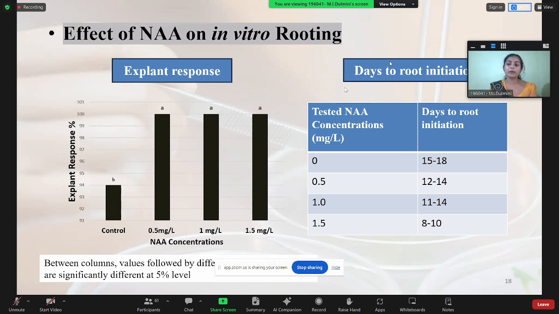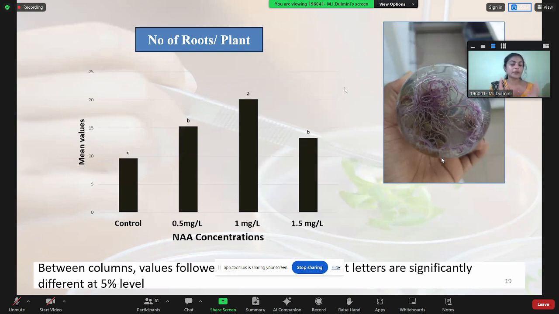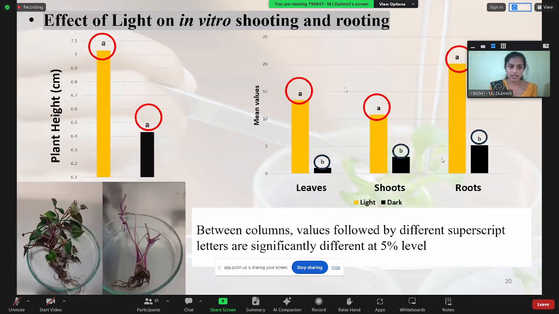to days to bud initiation, for the root initiation as well, the control treatment required the longest time duration to root initiation. When considering the number of roots per plant, here the 1 milligram per liter NAA concentration gave a higher number of roots compared with the other concentrations and the control. So now we discuss the effect of light on in vitro shooting and rooting.